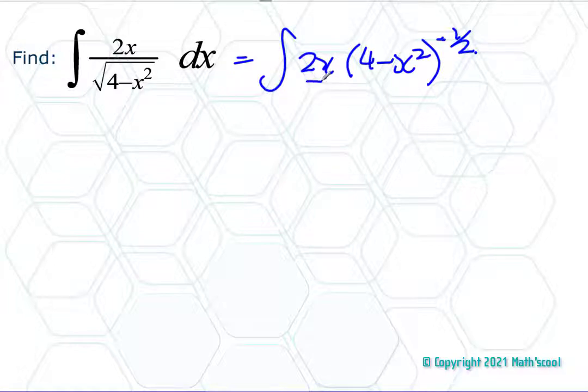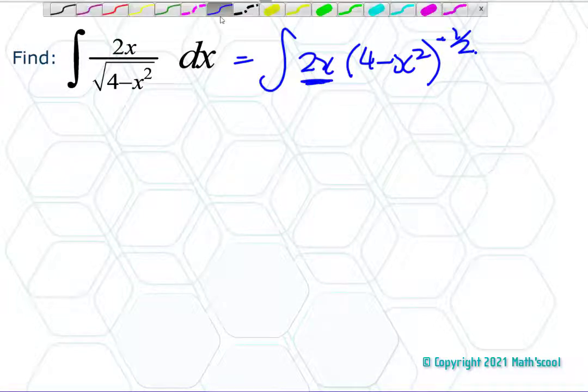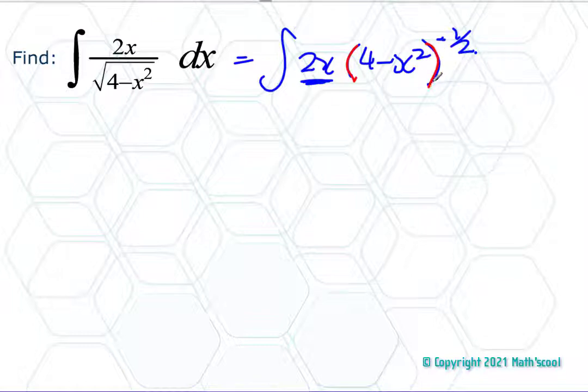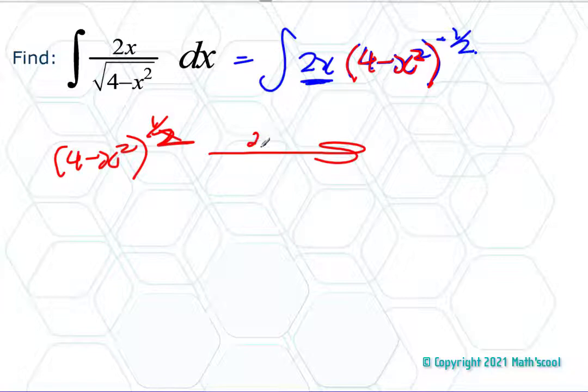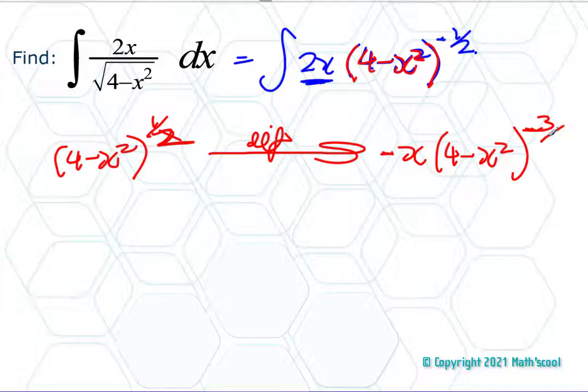My guess is I'm going to ignore that. I'm just going to look at these brackets, and I'm going to use the 4 minus x squared, but I'm going to add 1 to that power. So 4 minus x squared to the power a half is going to be my guess. When I differentiate that, half's going to come down, it's going to multiply by the minus 2x. So it's going to be minus x brackets 4 minus x squared to the minus 3 over 2. And then it kind of matches what I'm supposed to be integrating.